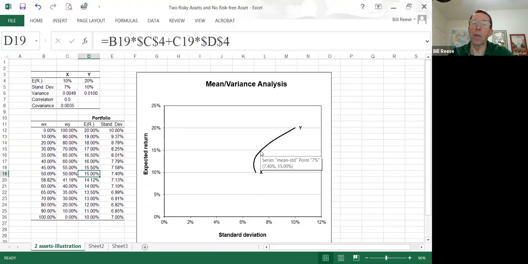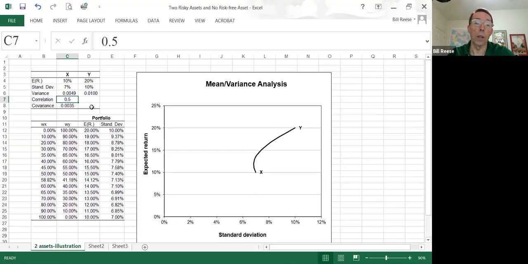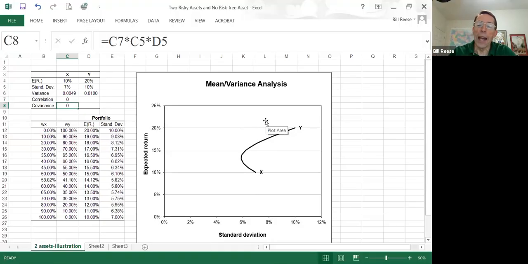Now, what happens if the correlation is even lower between X and Y? Suppose the correlation is 0, okay? And by the way, 0 is not a magical number in terms of correlation. It just means they don't tend to move up and down together. They don't tend to move up and down opposite each other. It's just totally random in this case. So we put a 0 in there, we hit enter, and again, we got more of a bend in our hyperbola, because our standard deviations have again gone down.